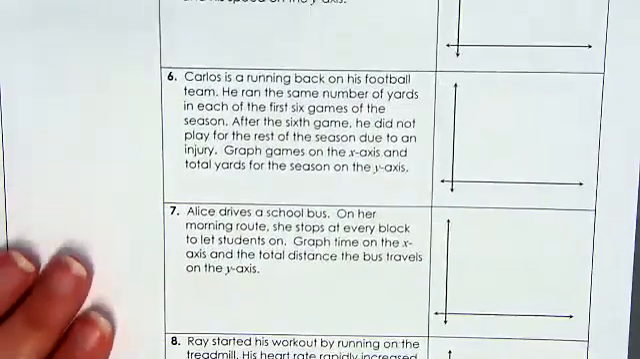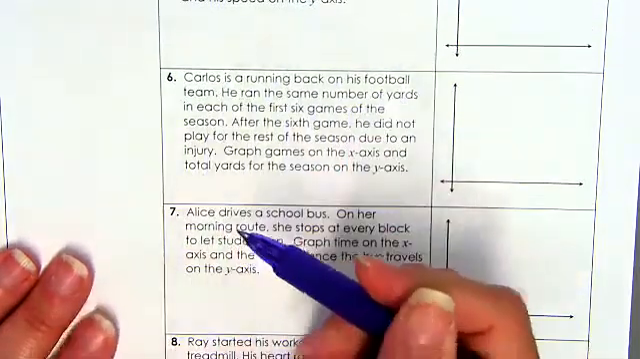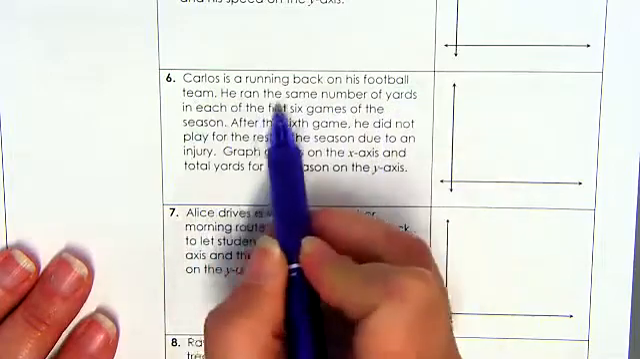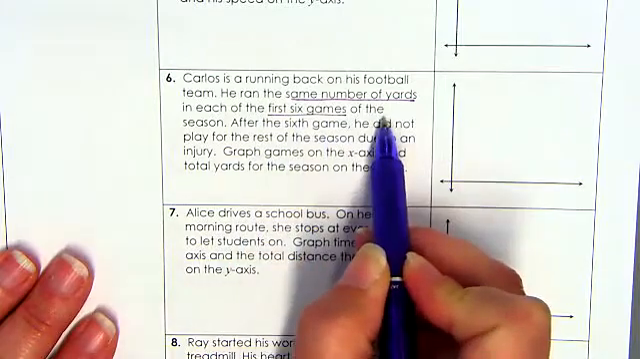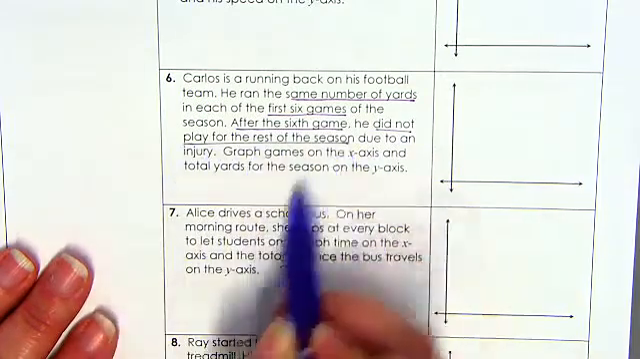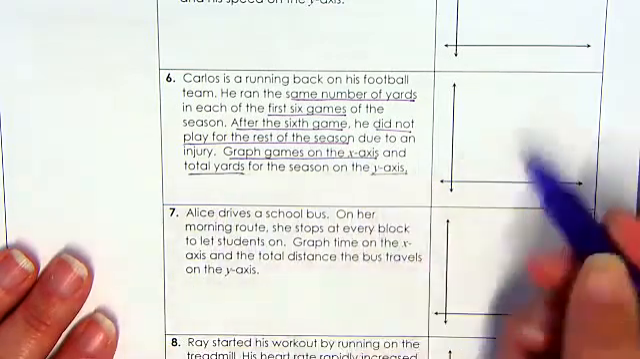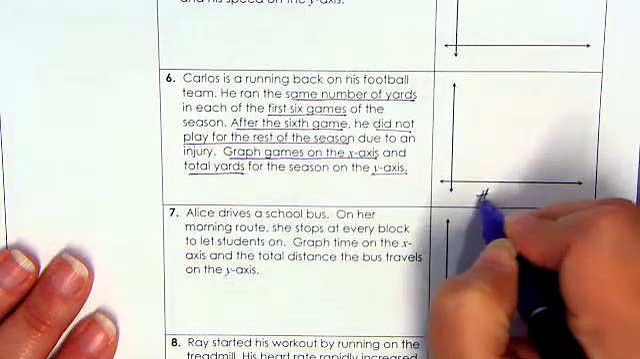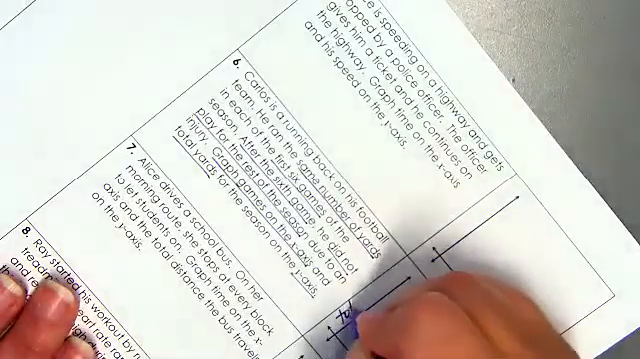Next example. Looking at number 6. It says, Carlos is a running back on his football team. He ran the same number of yards in each of his first 6 games of the season. After the 6th game, he did not play for the rest of the season due to an injury. Graph games on the x-axis and total yards on the y-axis. So this here is going to be the number of games, and over here is going to be the total yards.